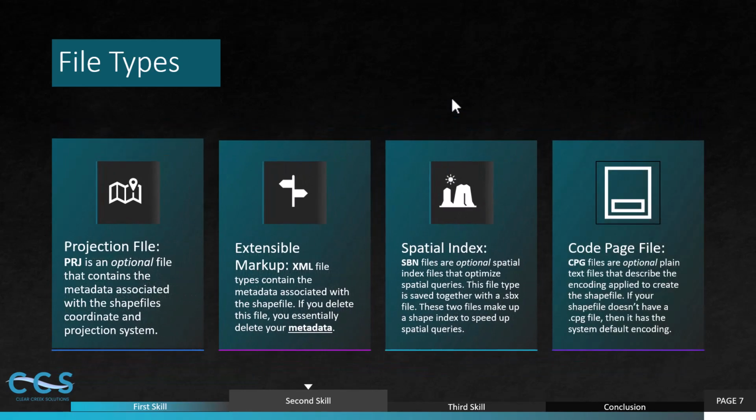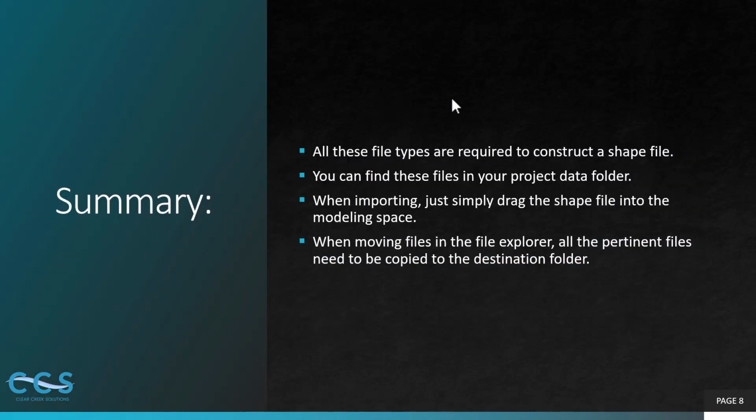Then we have the code page file. Code page files are optional plain text files that describe the encoding applied to create the shape file. If your shape file doesn't have a .cpg file, then it has a system default encoding. All these files are required to construct a shape file, and you can find these files in your project data folder, which I'll show you. There was a screenshot there, but I'll also show you.